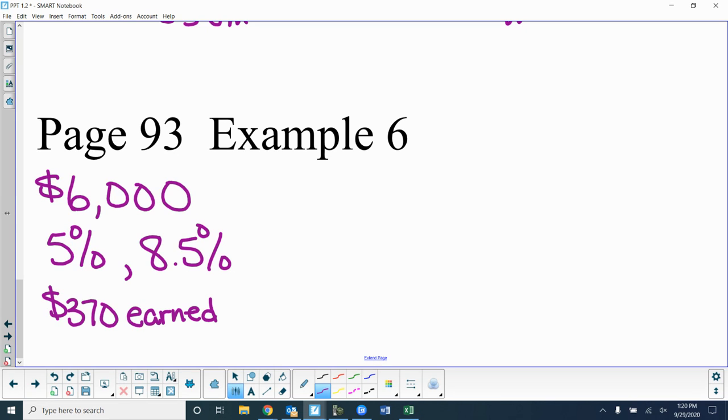So you got to figure out how much of the $6,000 was in here and how much of the $6,000 was in there. That's what we're looking for. All right. So since I don't know how much he put in at 5%, I can make it X dollars, right? Because I don't know. How much is left over for this amount?